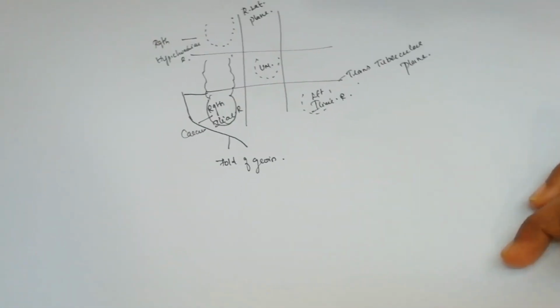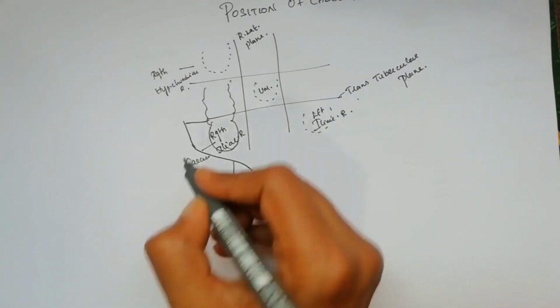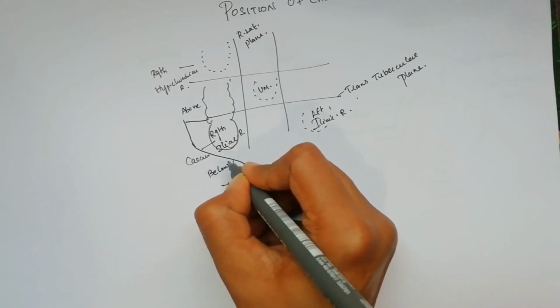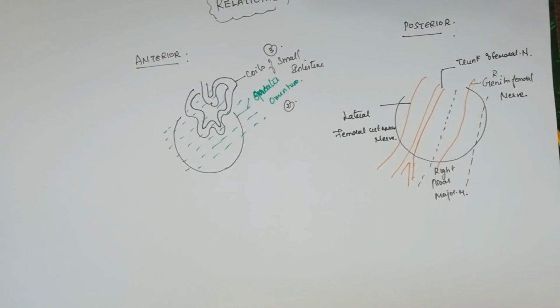So we have got in this image above relation, that is by the transtubercular plane, and below relation. So this is above relation and this is below relation. Below it is by the fold of groin. So now we will move on to the medial aspect relation.